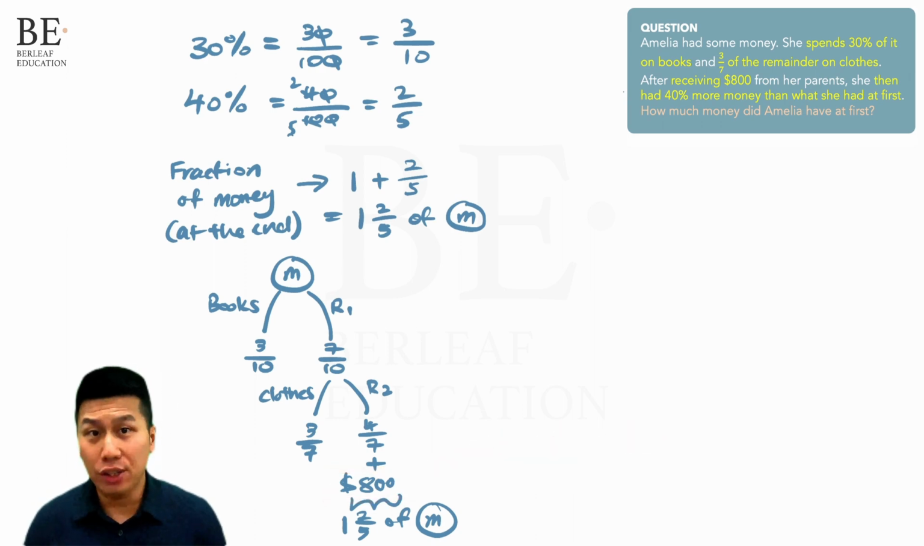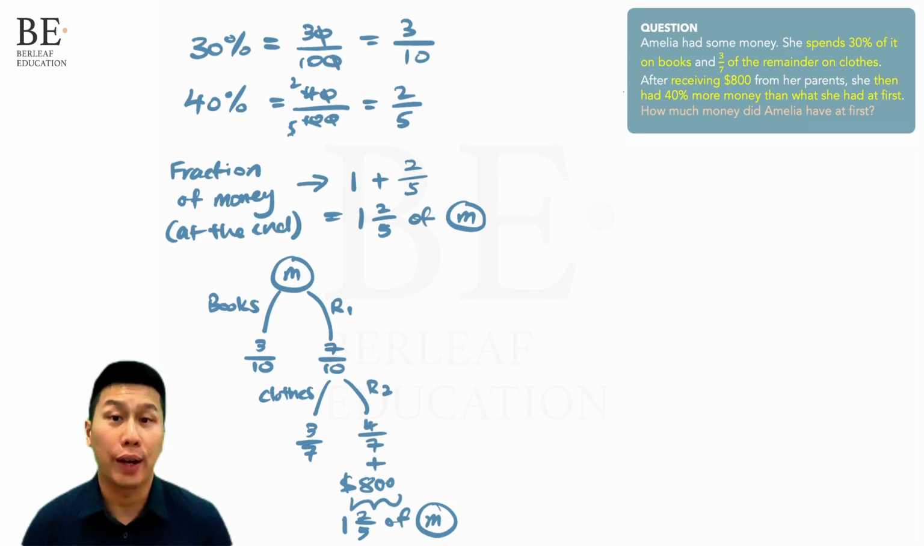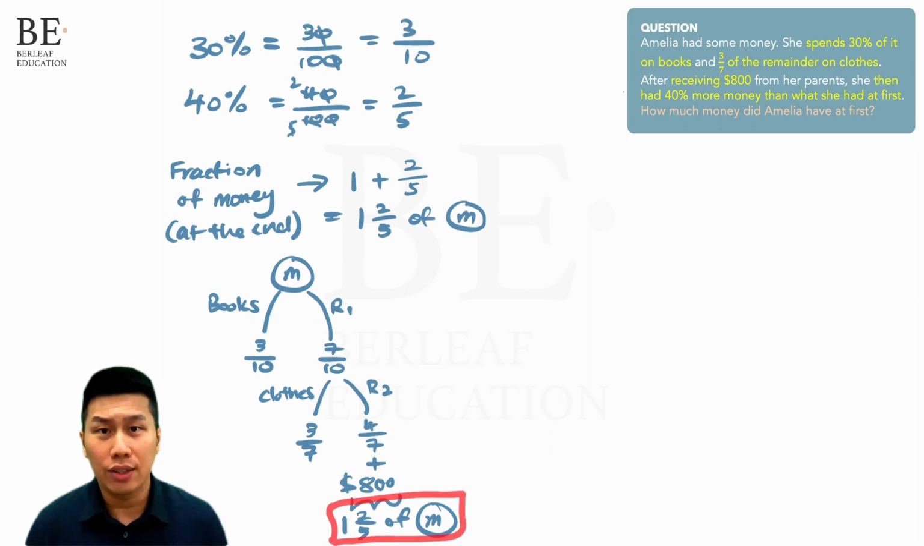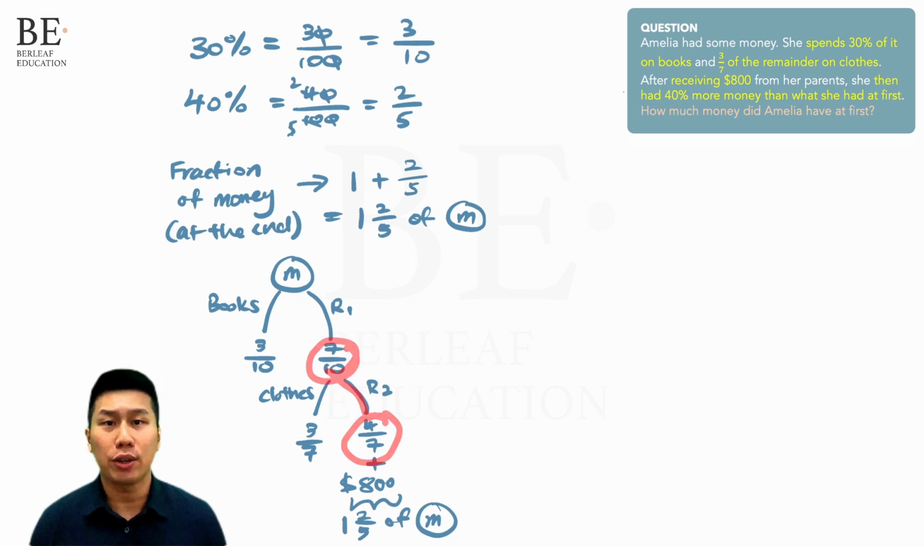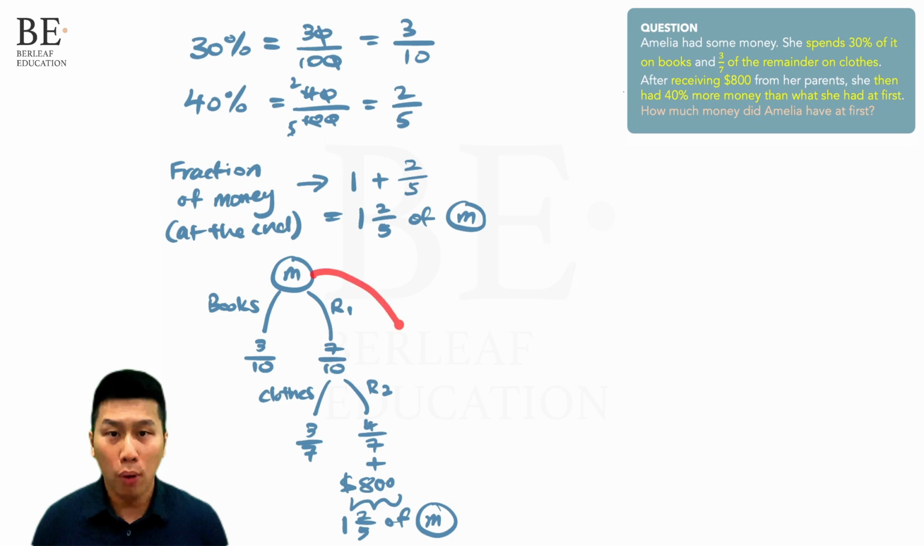Alright, to perform subtraction in fractions, we need a common reference point for both fractions. Now the reference point for 1 and 2 over 5 is the original sum of money over here, while R sub 2 fraction of 4 over 7 refers to the fraction of R sub 1, which is 7 out of 10. Now they have different reference points as of the moment. So observing a relationship between R sub 2 and R sub 1, we can adjust the fraction of R sub 2 to share the same reference point as the fraction of the money in the end.